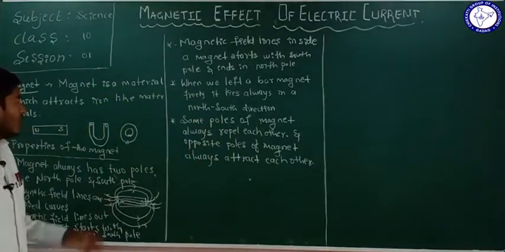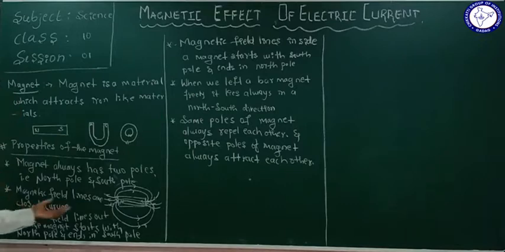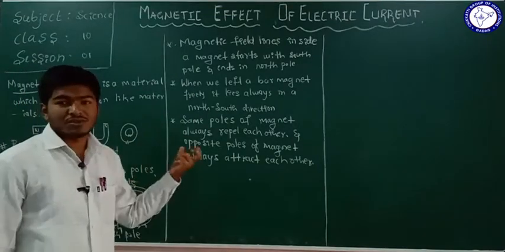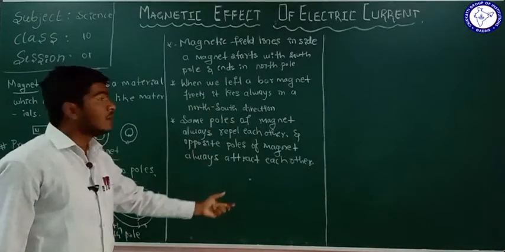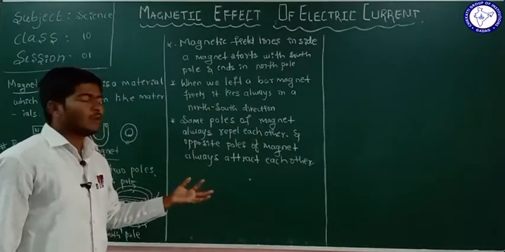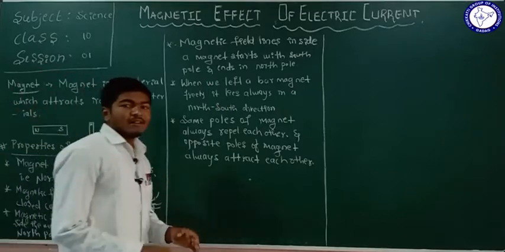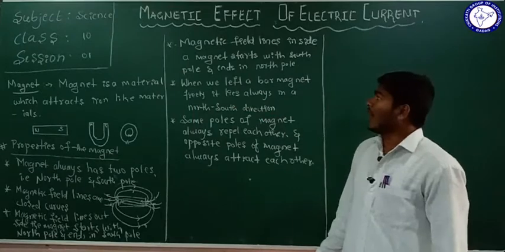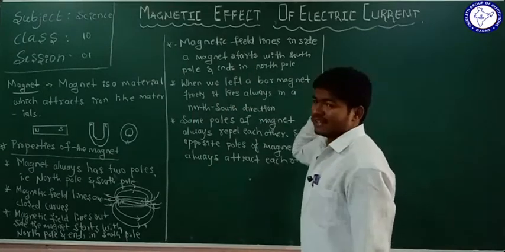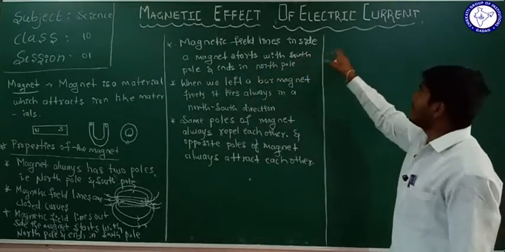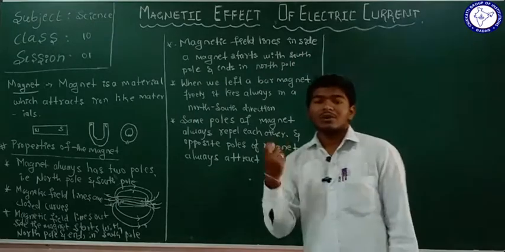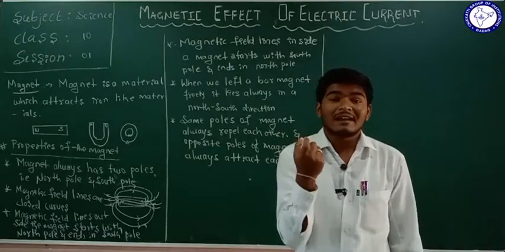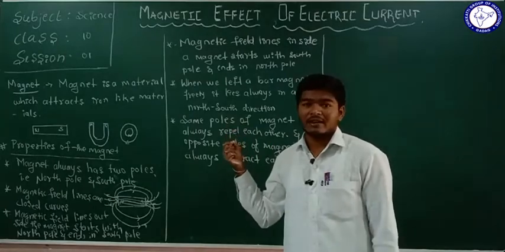So these are all the properties of the magnets. In your examination, a 2 or 3 mark question may be asked on this: write the properties of the magnet, isn't it? These are the most important properties of the magnet. Now in this chapter, magnetic effect of electric current, they are going to explain the effect of the electric current as a magnet.